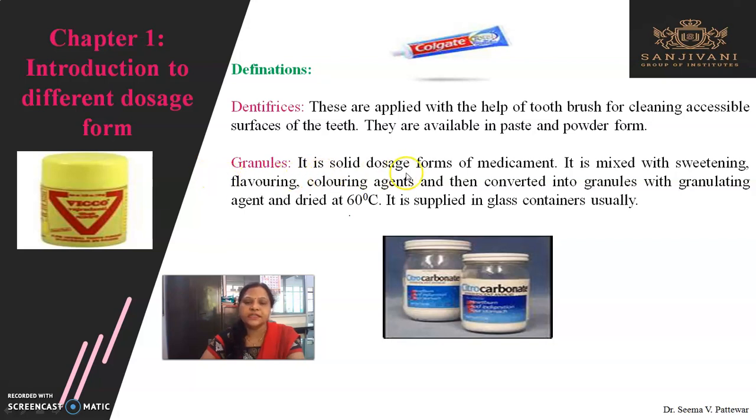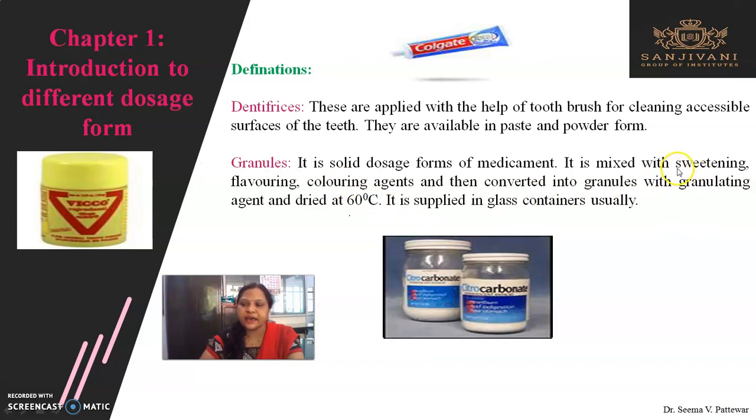Granules. It is a solid dosage form of medicament. It is mixed with the sweetening agent, flavoring agent, coloring agent and then converted into the granules with the help of a granulating agent and dried at 60 degrees Celsius, and it is supplied in the glass container usually. So this is the glass container.